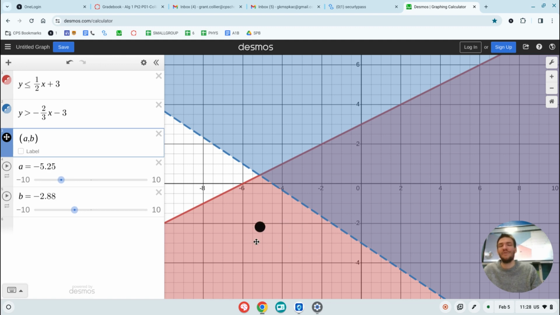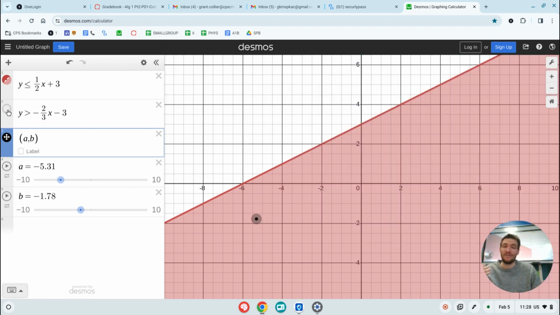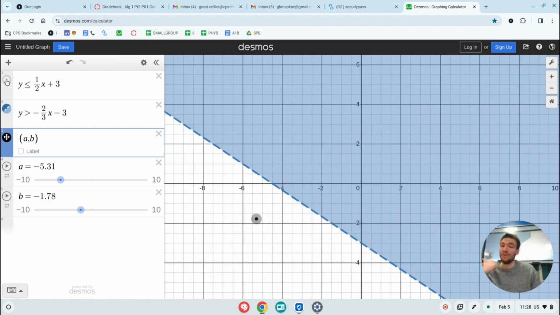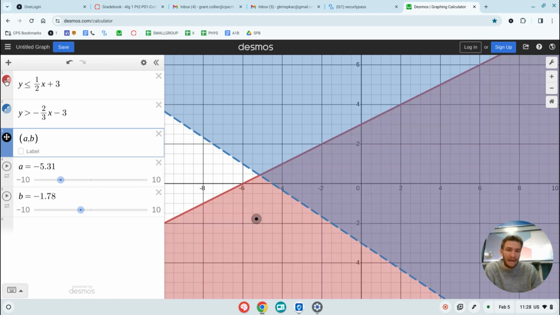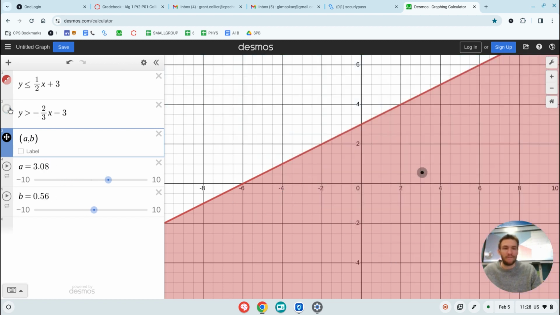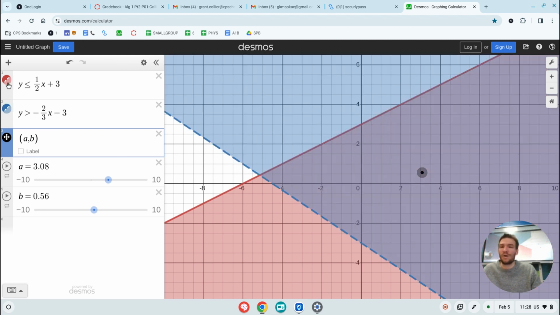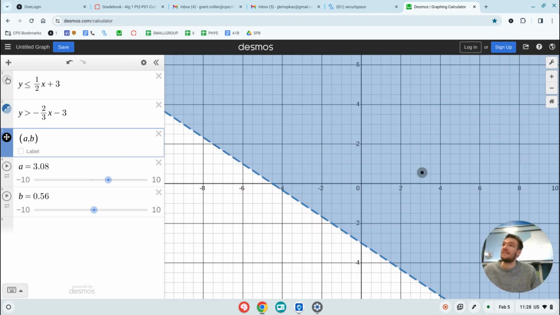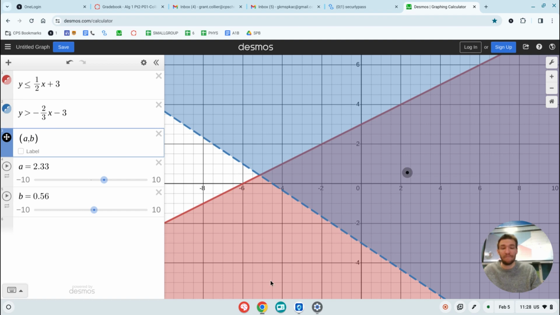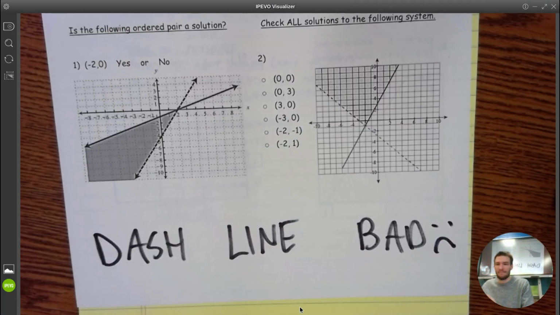If I put it in the red, I heard somebody say red. If I put it in the red right here, does it work for the red? Is this a solution for the red? Yes. Does it work for the blue? No. We need to be valid for both colors, blue and red. So of course it needs to be purple, right? Check this out. Does it work for red? Yes. Does it work for blue? Yes. And that's why purple is what we're looking for. So very simple, very simple.